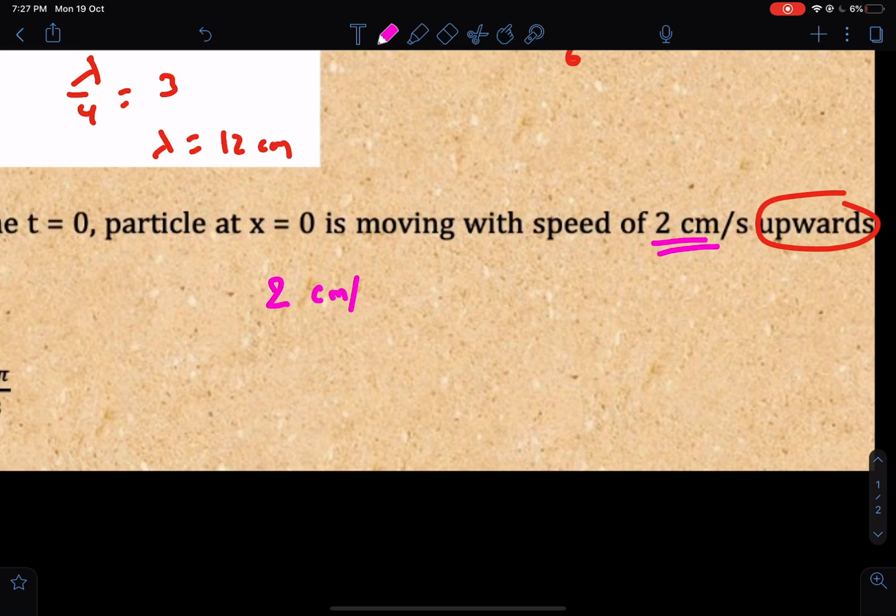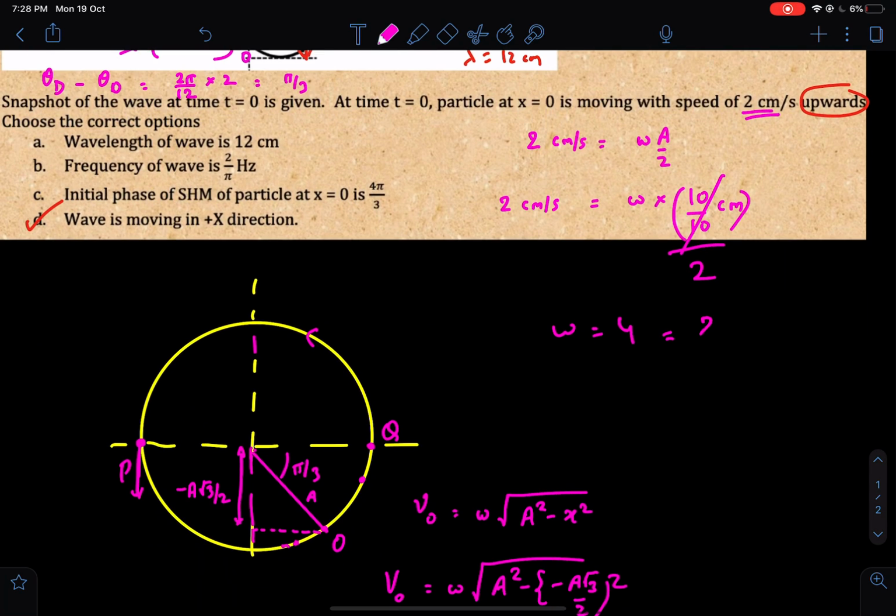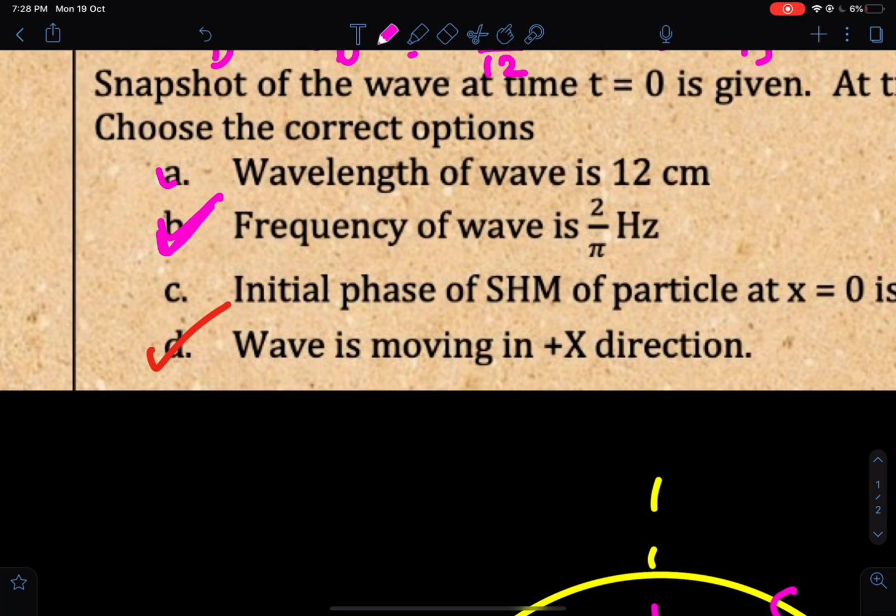So 2 centimeter per second is equal to omega a by 2. So 2 centimeter per second is equal to omega into, what is a? A is 10 millimeter, alright. So 10 by 10 centimeter, and this is a, that you need to divide it by 2. So omega is 4. Now omega is 2 pi f, linear frequency. So f is equal to 2 by pi. So that is what is the B option. Frequency is 2 by pi. So this is also fine. Wavelength we have already calculated.